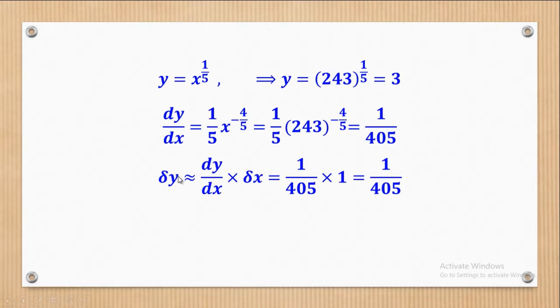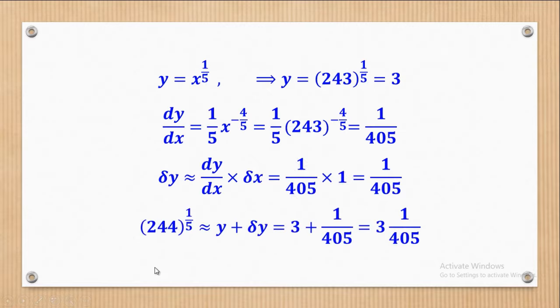And from the formula for small change in y, we shall say small change in y approximates to dy/dx multiplied by small change in x. I know dy/dx is 1 over 405, and small change in x is 1. So in the end, I'll come up with 1 over 405. But I remember this approximates to y plus small change in y. Now that I've got y and I've got small change in y, I'll just substitute and say it will be 3 plus small change in y, which is 1 over 405, and in the end I'll come up with 3 whole numbers 1 over 405, which was required.